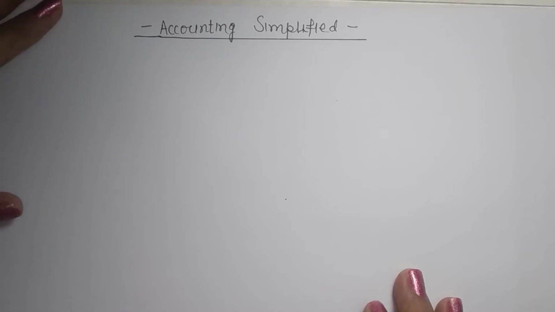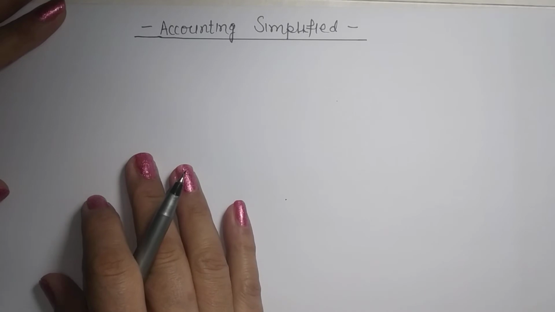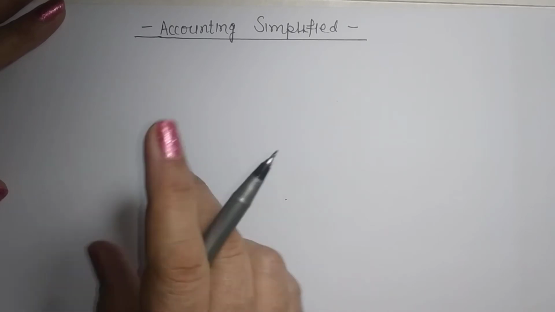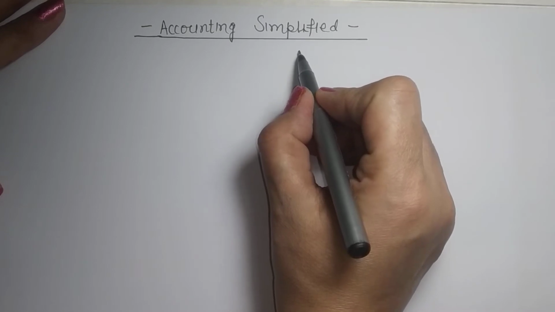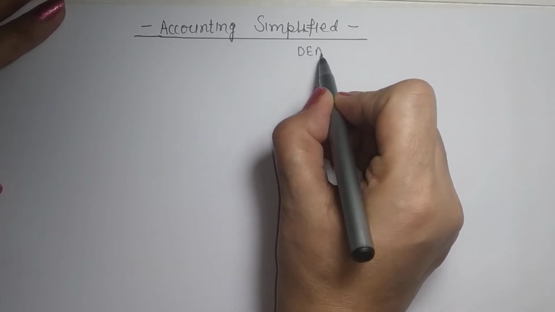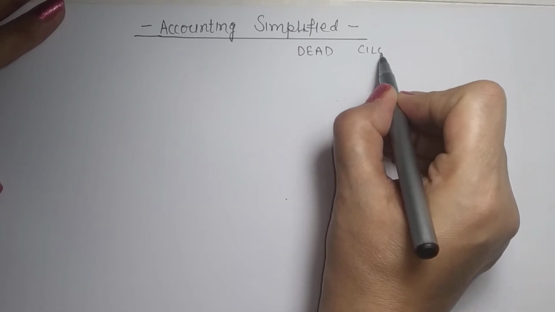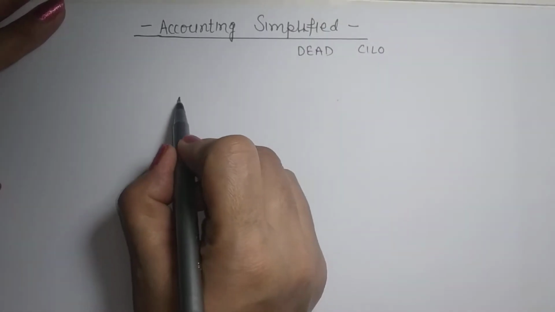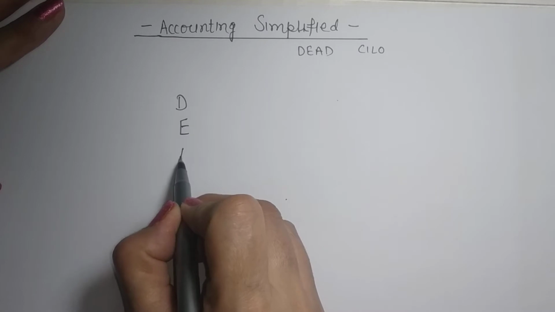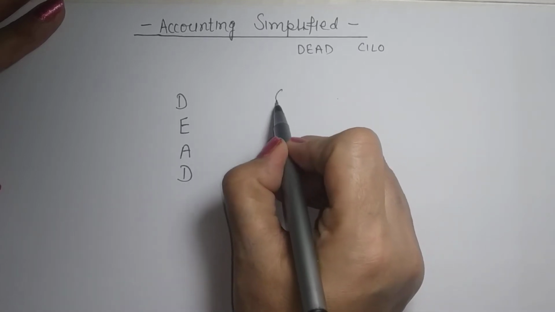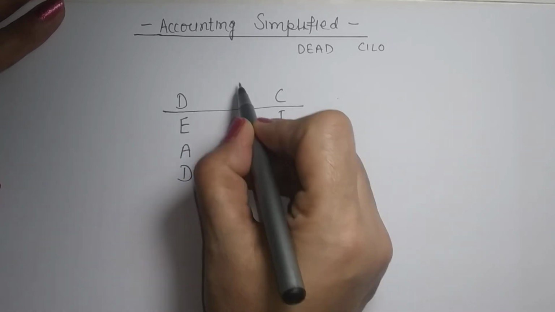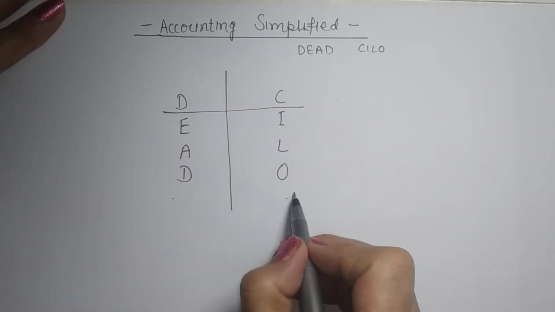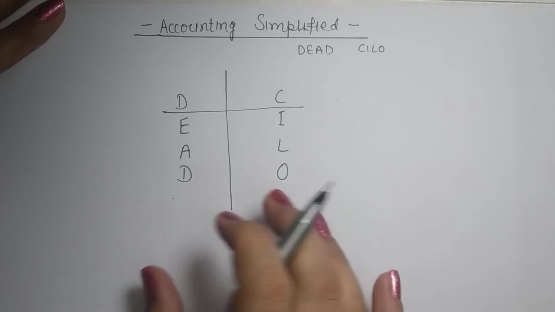So today we will be elaborating further on what we studied in the previous video lecture. What we studied therein, we just remembered one term, one phrase, DEAD CILO. So what is it? Do you remember? DEAD CILO. So herein we can show it in a statement on two sides.